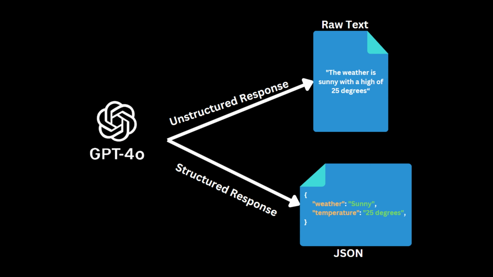So instead of getting a response that says, the weather is sunny with a high of 25 degrees, structured output would give you something like this. Weather: sunny, temperature: 25. No more guessing or writing complex regex patterns to extract what you need.